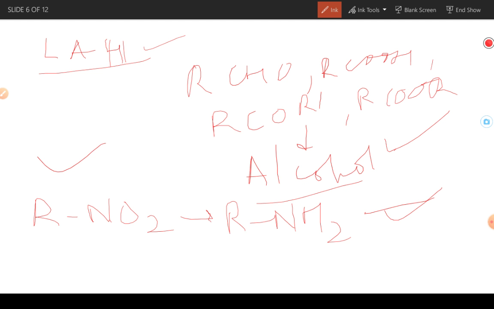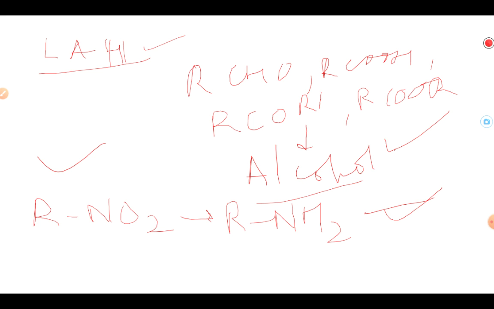We have read three reagents: sodium borohydride, diisobutylaluminum hydride, and lithium aluminum hydride. These three are very important reducing agents, so we need to learn them very carefully.